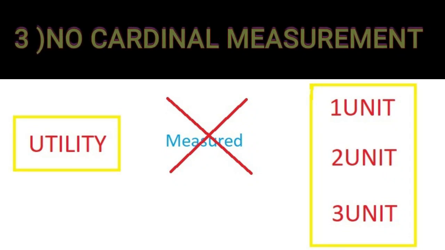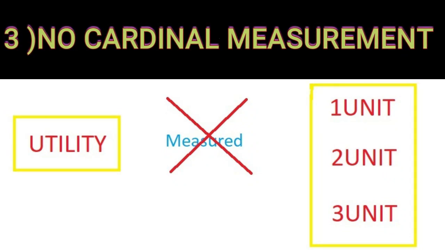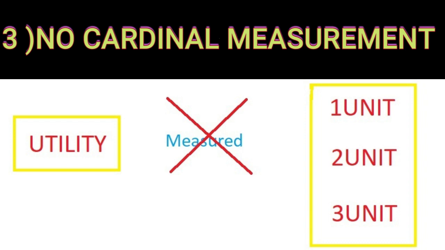Number three is no cardinal measurement. Students, utility can't be measured numerically. It can only be ranked as 1, 2, 3 and so on. For instance, an individual prefers ice cream to coffee, which implies that ice cream is given rank 1 and coffee rank 2.